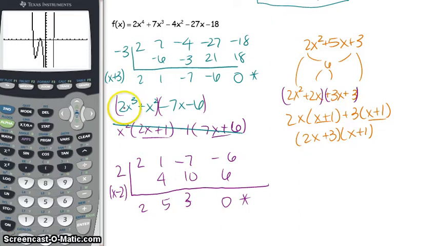Awesome. So now we have our 4 factors. 2, 3, 4. Let's put them all together in our factored form.